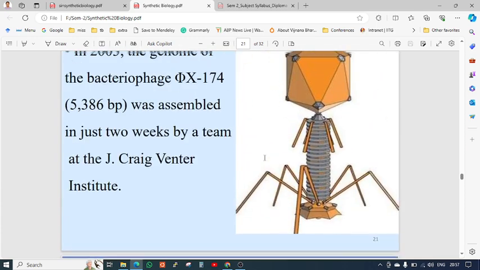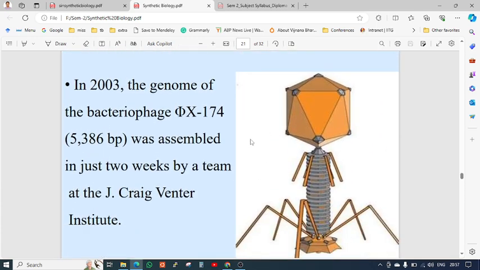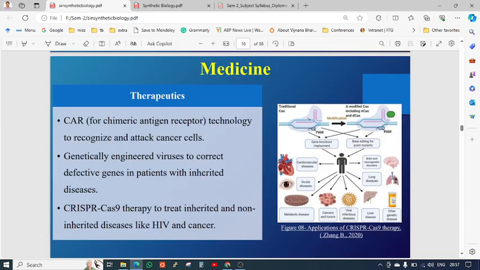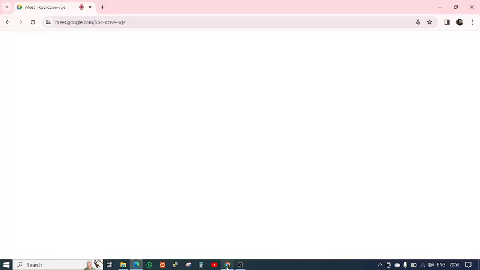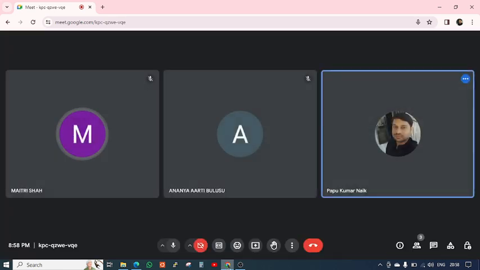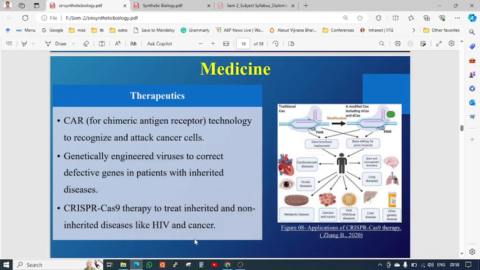These are the bacteriophages developed in 2003, and they can cure HIV and AIDS. If you know, there is no cure for HIV and AIDS, but nowadays HIV and AIDS can be cured with the help of these synthetic biology applications.